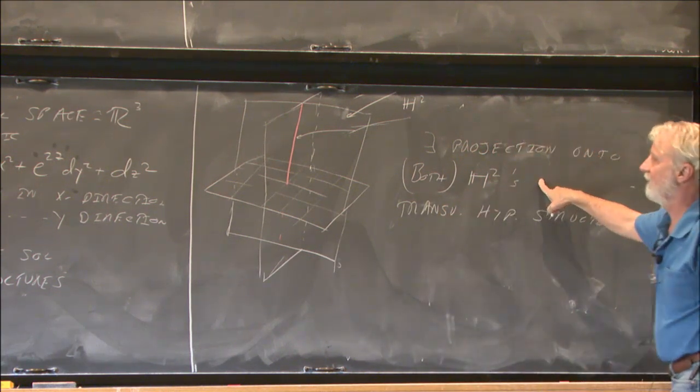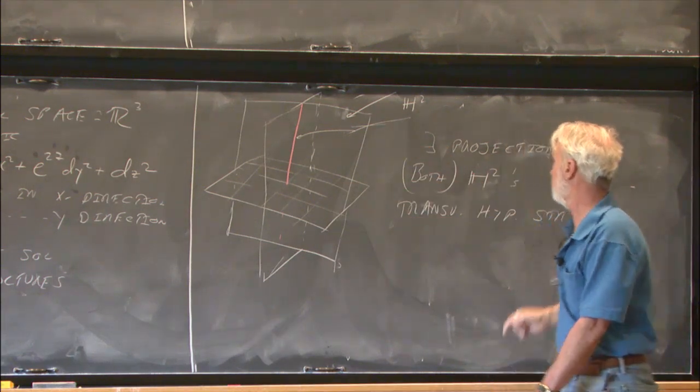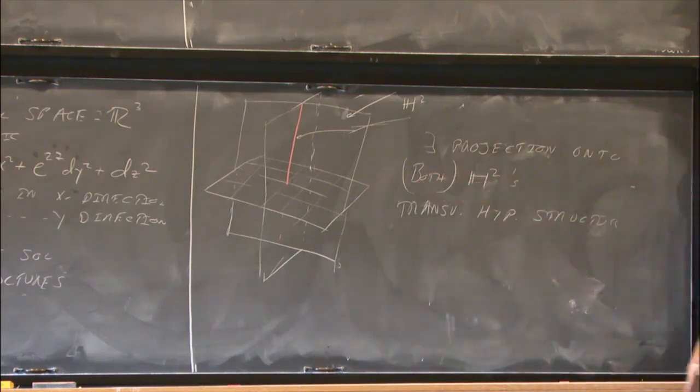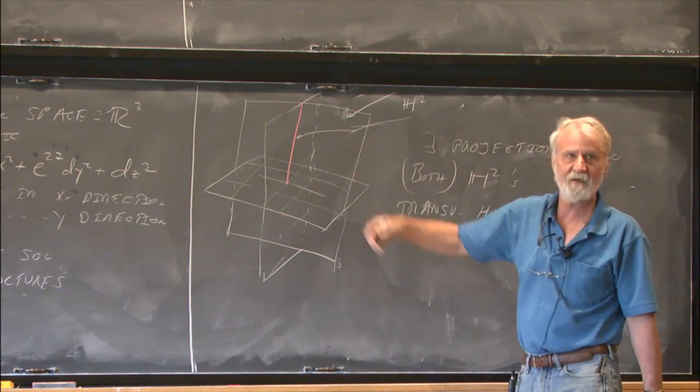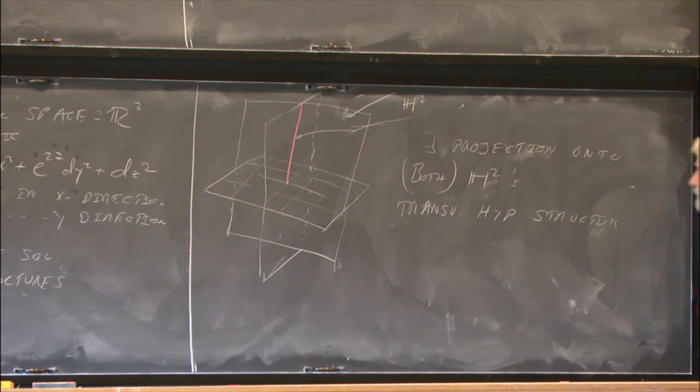And the image of the isometries that I get here when I project to H2 is actually non-discrete, but a metabelian representation in SL2R. Okay.